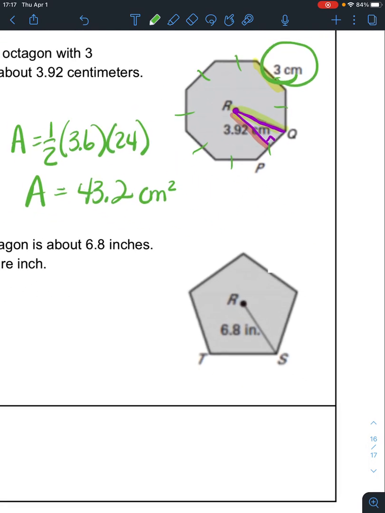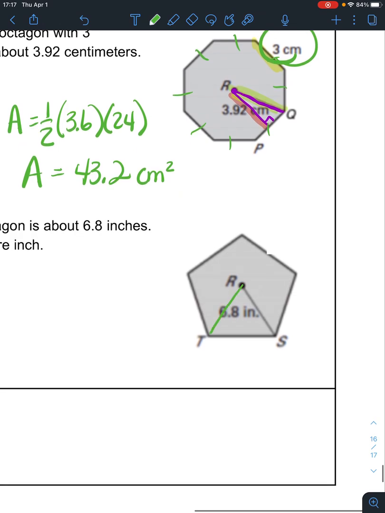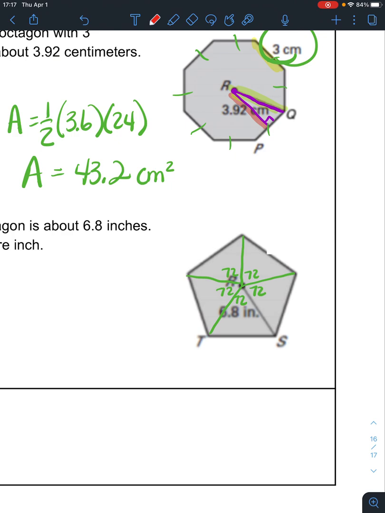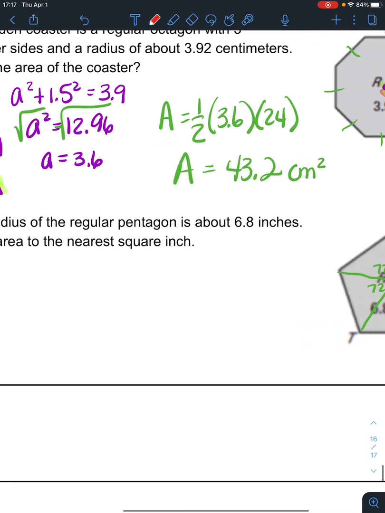So we have a regular pentagon that has a radius of 6.8. It's a pentagon. Well, we need that central angle, so let's put in those central angles. Remember, the central angle for a pentagon is 72. Now, I need the apothem. It's the only way I know how to do this, right? So I have that apothem.